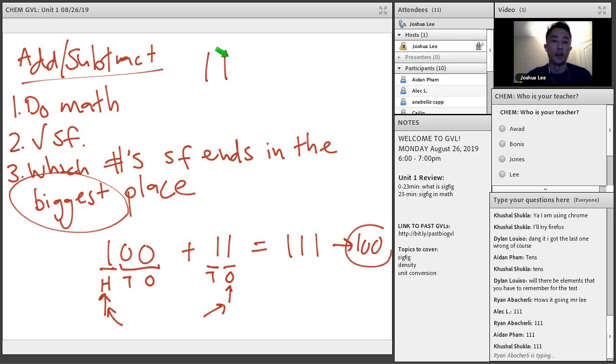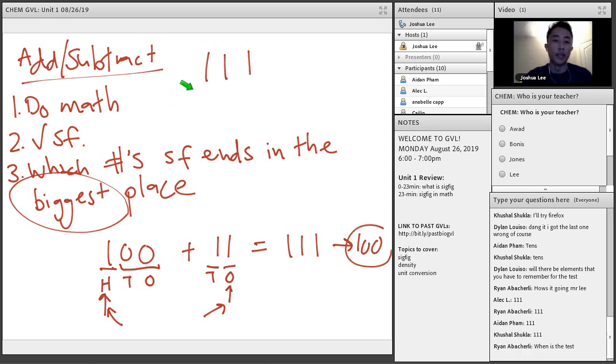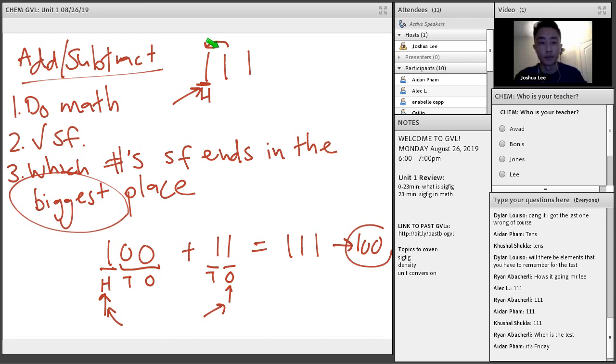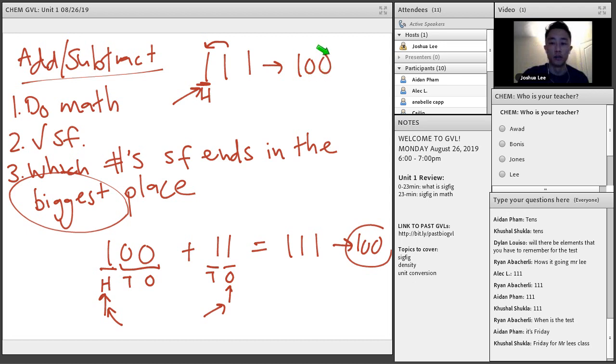Because if you have 111 and you need to keep it in the hundreds place, you just have to check to see if you have to round that 1 up to a 2 or keep it a 1. But that's going to become 100.